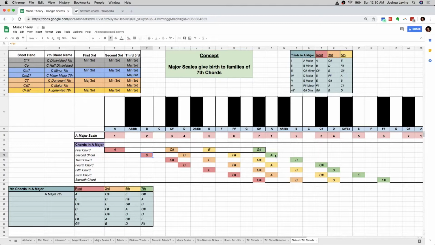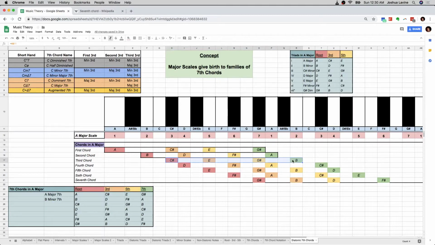Okay, what about the second chord? The second chord has a B minor triad plus 1, 2, 3, a minor third. The minor triad plus a minor third gives me a minor seventh chord. This is going to be B minor seventh.